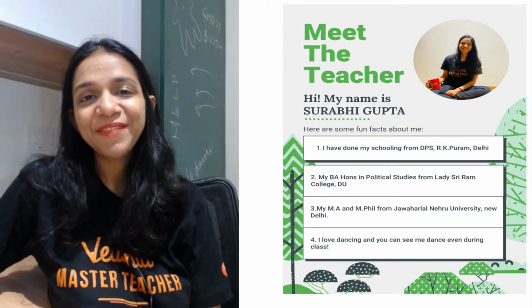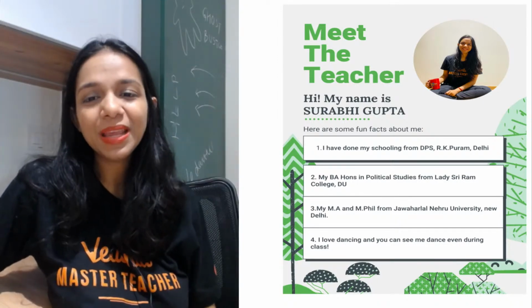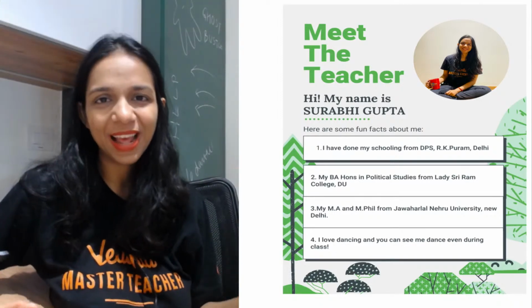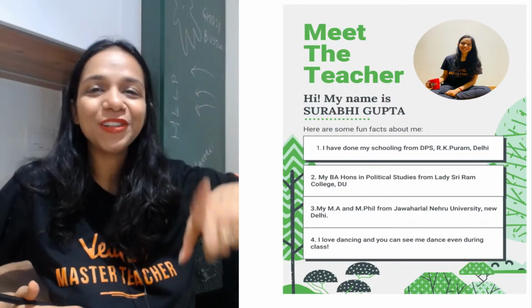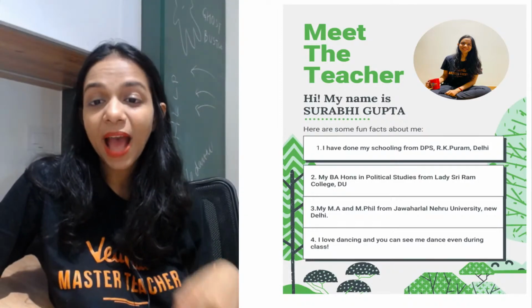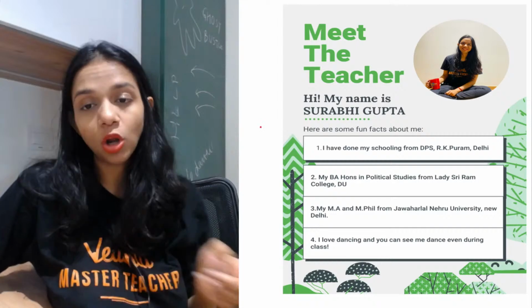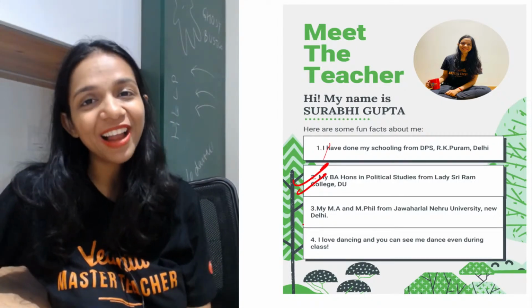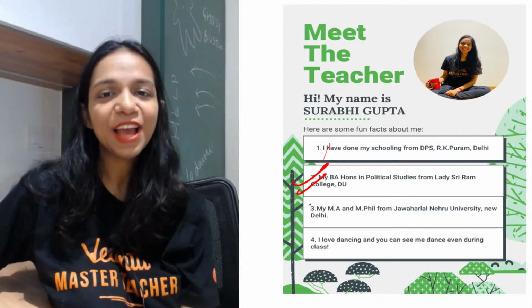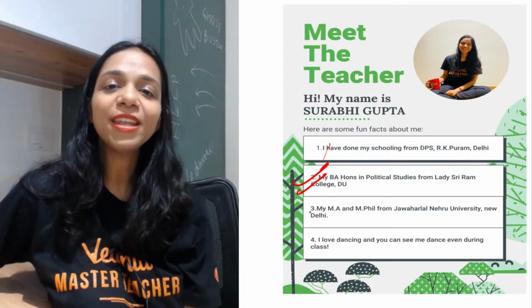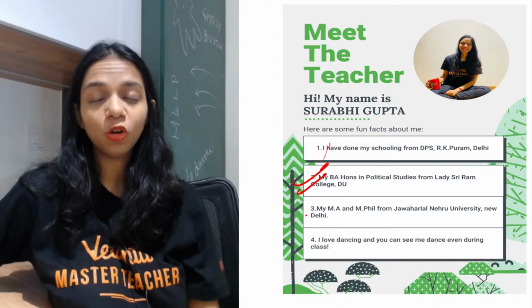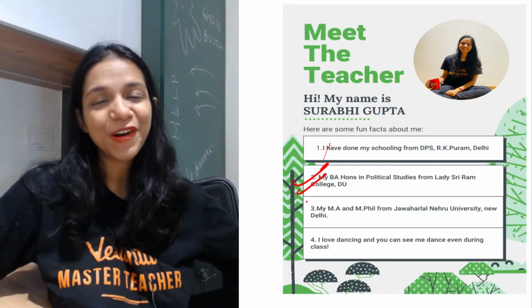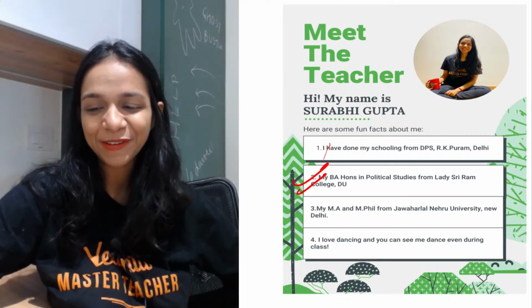But before that, a few fun facts about me. One is that I have done my schooling from Delhi Public School, R.K. Puram in New Delhi. Give me a yo in the chat box if you are also from DPS. I have done my bachelor's in political studies from Lady Shri Ram College, Delhi University. My master's and MPhil from Jawaharlal Nehru University, also in Delhi. So I'm like a totally Delhi girl. But right now I'm living in the beautiful city of Bangalore and I love dancing. क्यों बता रही हो I love dancing ऐसी? Because I think you should know a fun fact about me. So that is a little bit about me.